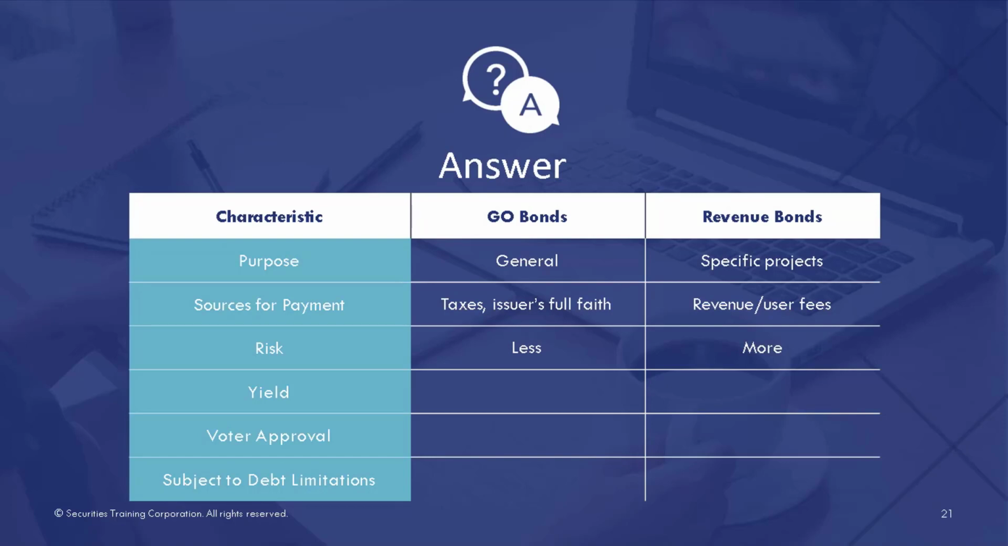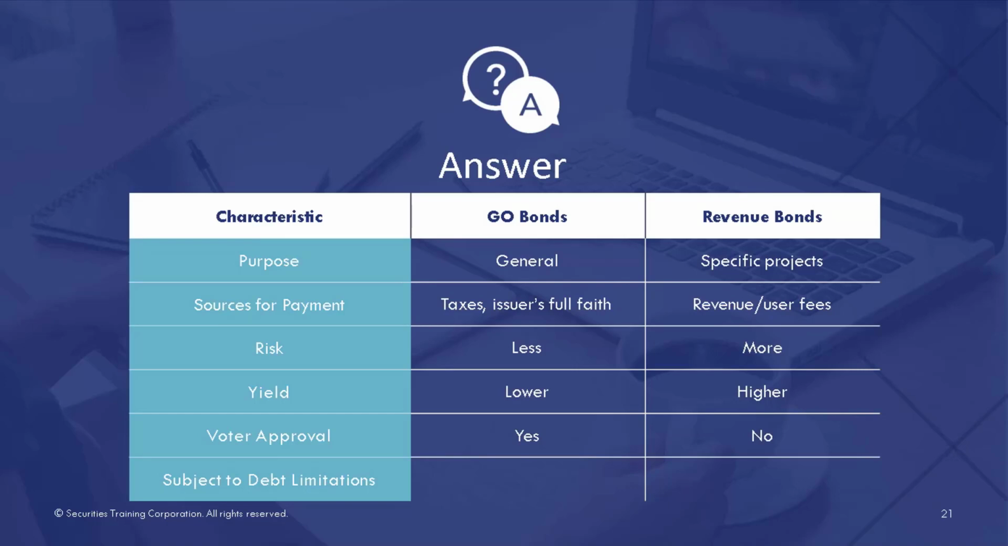So what about the yield? I didn't specifically say that. Which would have a higher yield? Which would have a lower yield? GOs would have a lower yield because they have less risk, where the revenue bonds would have a higher yield generally. Which ones require voter approval? The general obligation bonds do, not the revenue bonds. But again, revenue bonds often will have what's called a feasibility study.